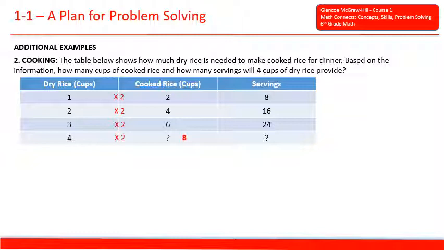Now let's look at the relationship between the cooked rice and the servings. So 2 times what equals 8? It's 4. So 4 times 4 equals 16. 6 times 4 equals 24. And if we follow that same pattern, 8 times 4 equals 32. So 4 cups of dry rice would be 8 cups of cooked rice, and that would be equal to 32 servings.